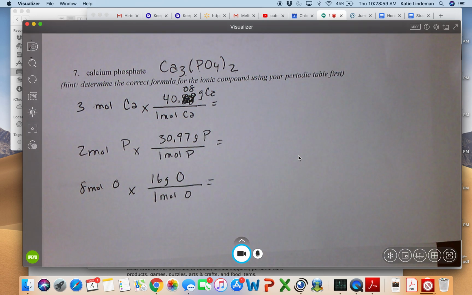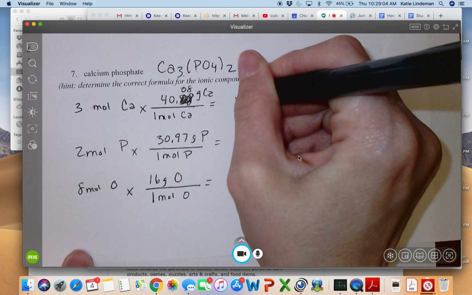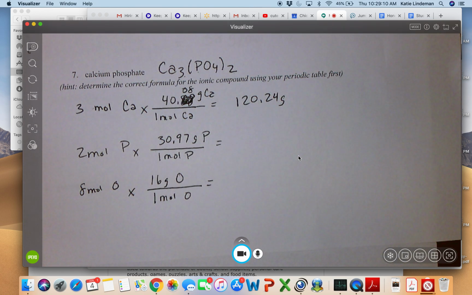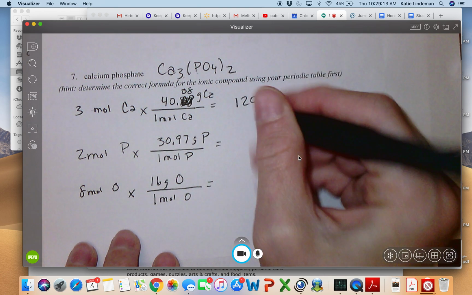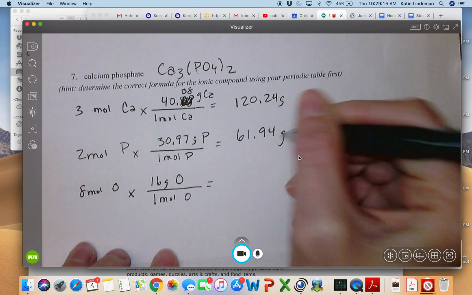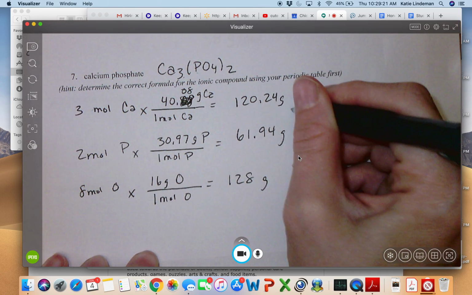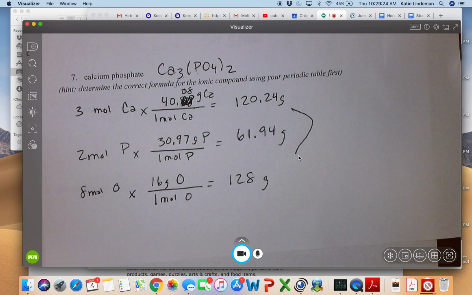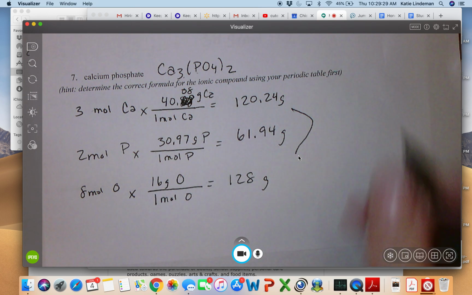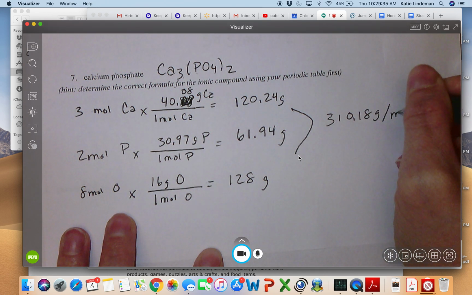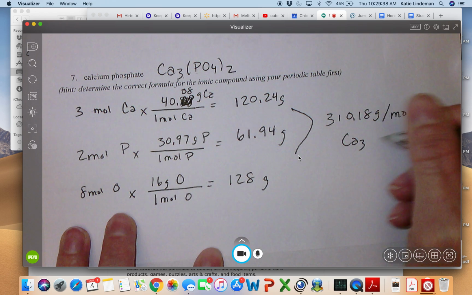And then we just multiply all these out. Okay, so for the first one, 3 times 40.08, I get 120.24 grams. 2 times 30.97, I end up with 61.94 grams. And then 8 times 16, I end up with 128 grams. Then we want to just add all of these together, and then that number will be our molar mass, and we get 310.18 grams per mole of calcium phosphate.